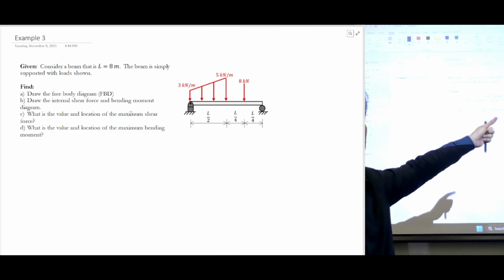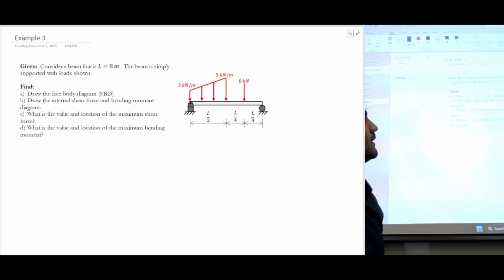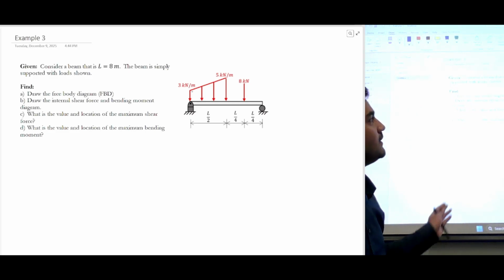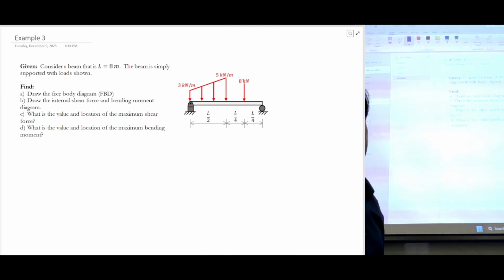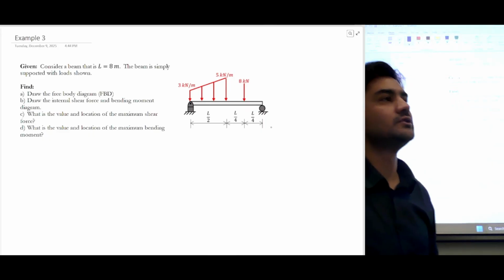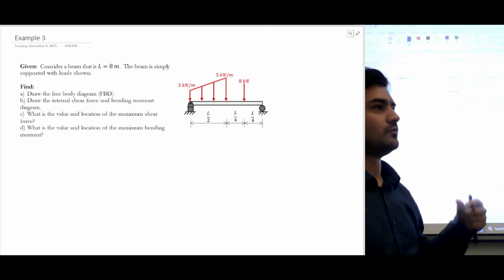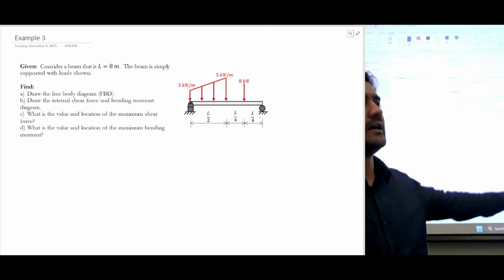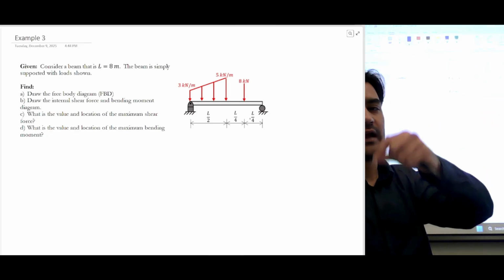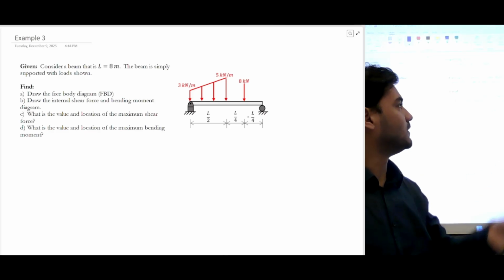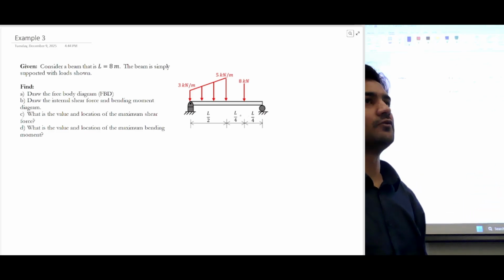So this is a complicated simply supported beam because you have a linearly increasing distributed load, and also you have a point load. So we'll use the same method, which is cutting a section and calculating the internal loads, and then from there we can draw the shear force and bending moment diagram.